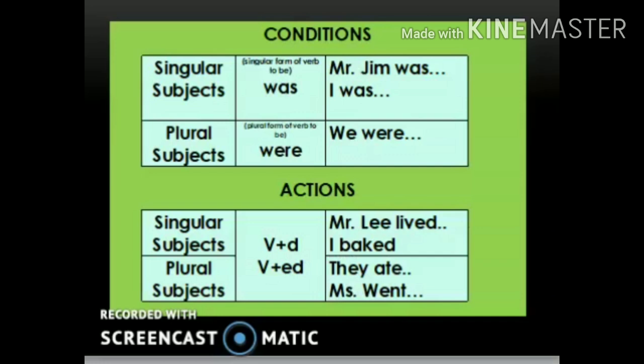Again, how do we construct sentences when we are expressing past conditions? If the subject is singular, use the singular form of the verb to be, which is was. If the subject is plural, use the plural form of the verb to be, which is were. If the subject is I, use the verb was. How do we construct sentences when we are expressing past actions? If the subject is singular or plural, use the past tense of the verb.